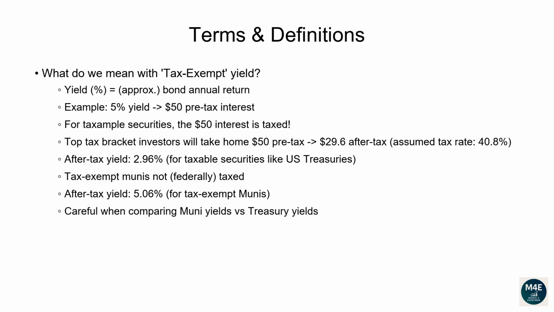On the other hand, most, but not all, municipal bonds, aka Munis, are usually tax-exempt at the federal level. That means the full 5% yield from a Muni bond stays in your pocket, no federal tax is taken out. This is very important to keep in mind when comparing municipal bonds that offer a tax-exempt yield versus the yield of taxable securities, like US Treasuries and corporate bonds.